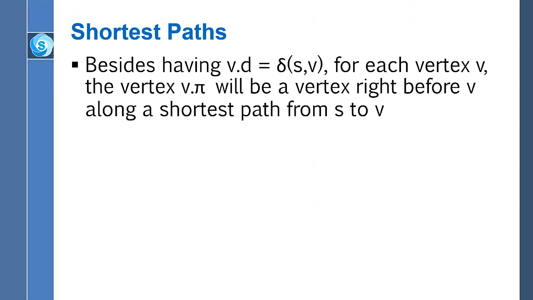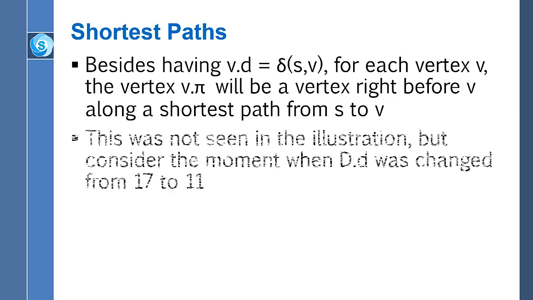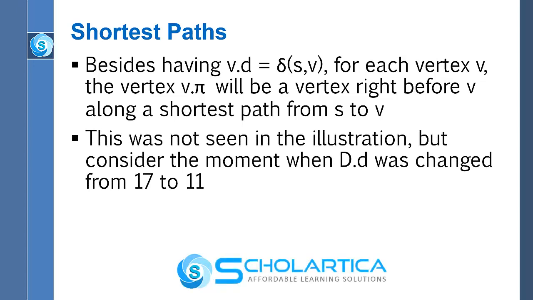Besides knowing all of the distances, why? Because for each of these vertices, little v stands for any of the vertices in the graph. v.d will be the correct distance from S to v. That'll be true for every vertex. In addition, v.pi will be the vertex that comes right before v along the shortest path from S to v. Okay? I didn't have the room to illustrate this, but you should go back and check out the details on that.